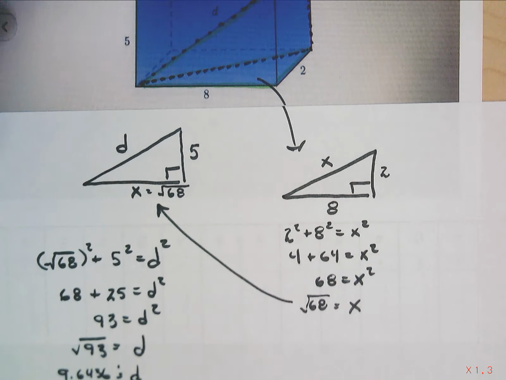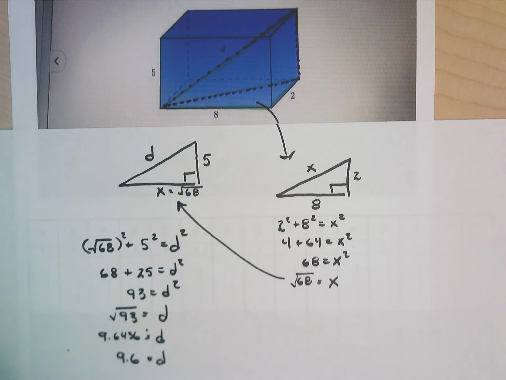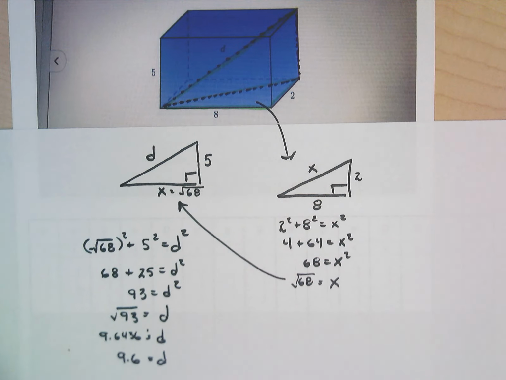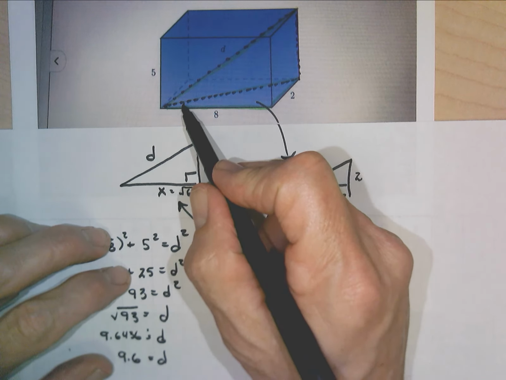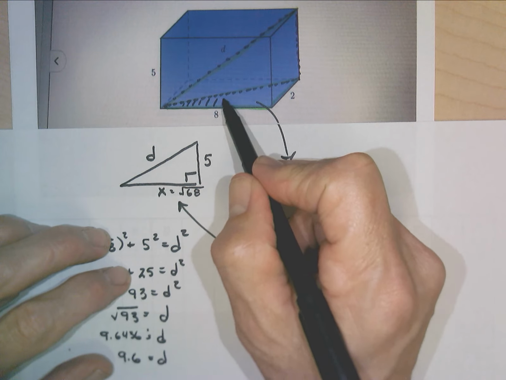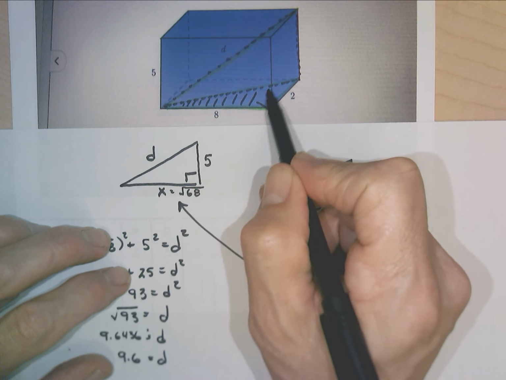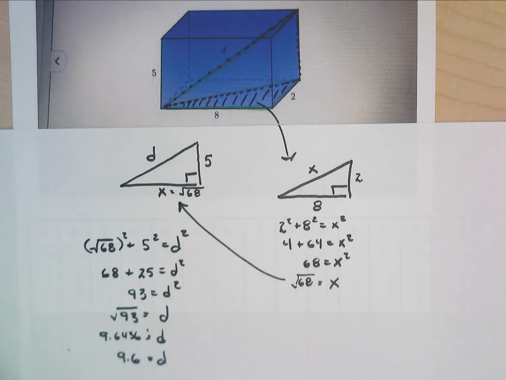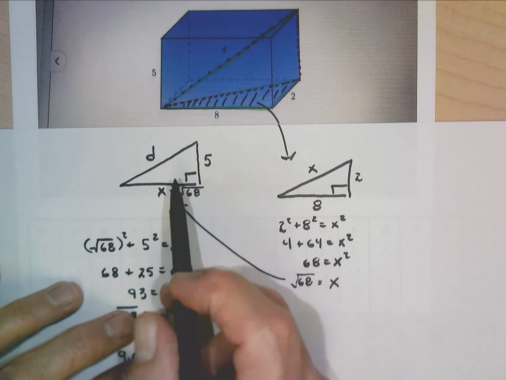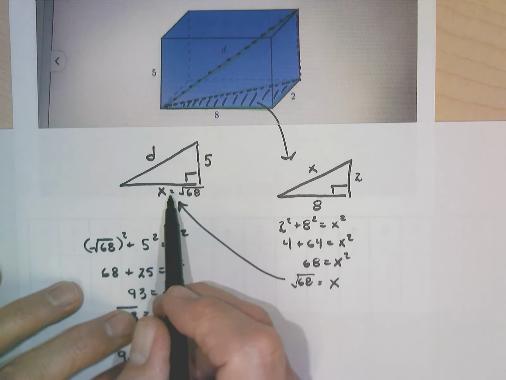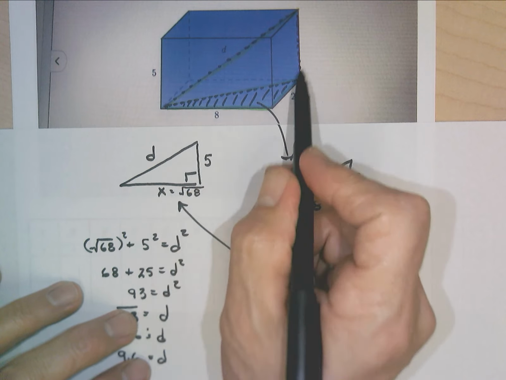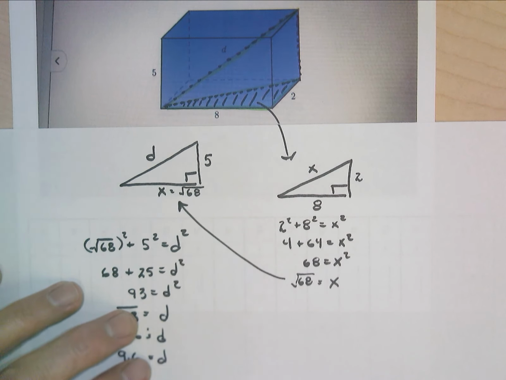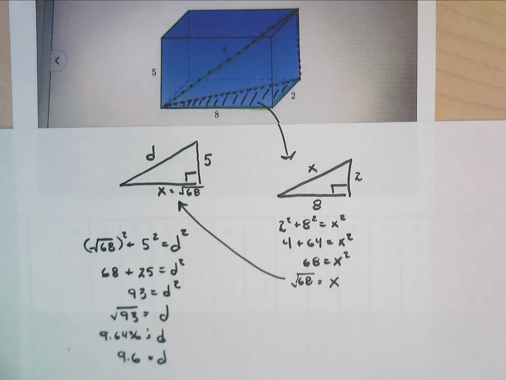So a two-part problem. I had to find the hypotenuse of a right triangle that was laying on the base so that I could use that value as the leg for the triangle that I was going to use to find the diagonal. I hope that helps.